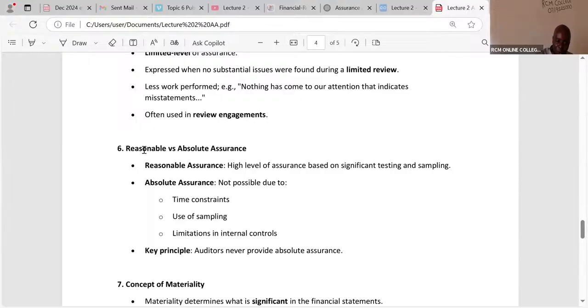It cannot be negative, of course. Why? Because remember, you're doing some work as auditors. We're doing some work there.